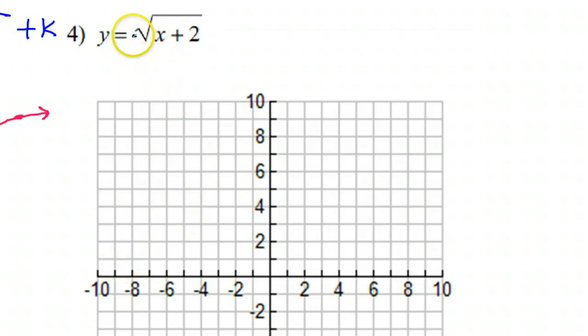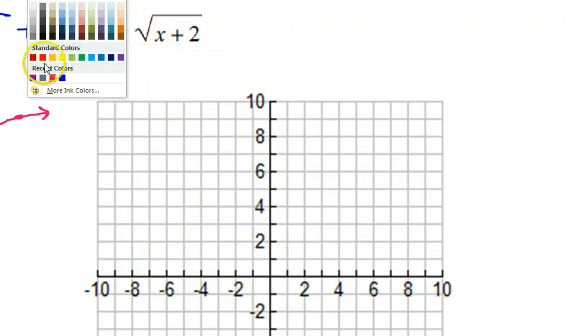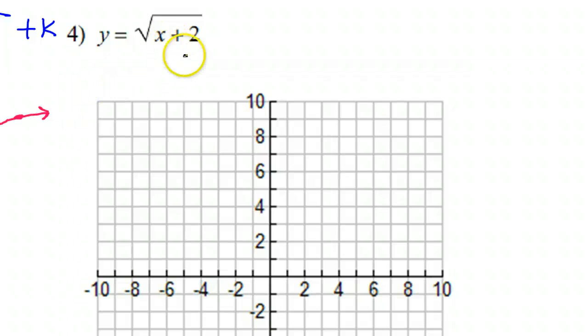Alright, number 4 has no a value, so we will simply use the transformation. This will be left 2 compared to the parent function. So let's do the skeleton of the parent function, which is up 1 over 1, and then 3, and then 5. Alright, so that's what the parent function looks like. We've memorized that.